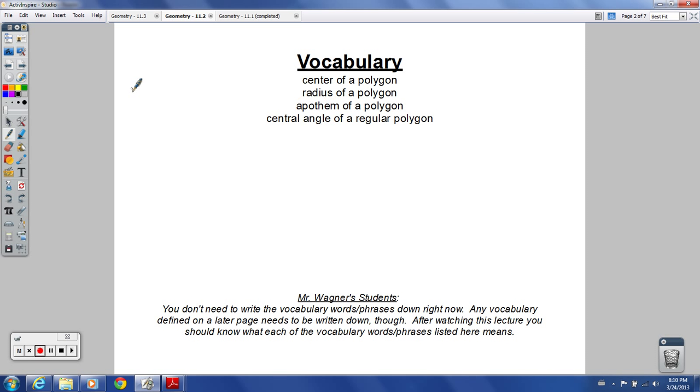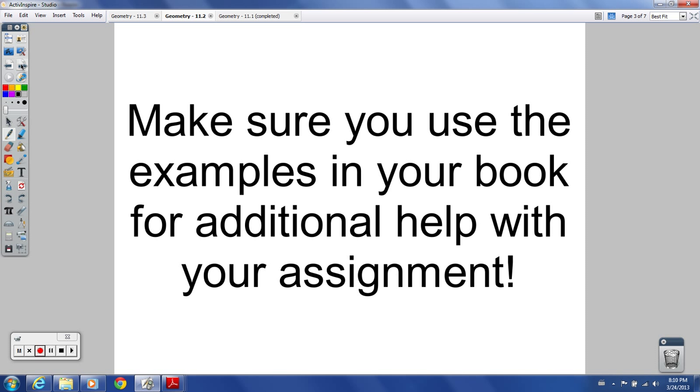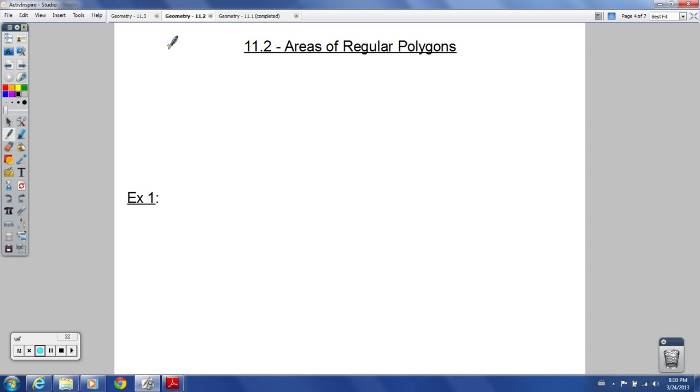So we need to know these things for this lesson. Make sure you understand those things by the time we're done, and use those extra examples in the book as we go along. So let's start off first with the area of an equilateral triangle.